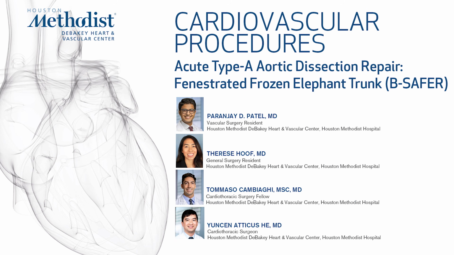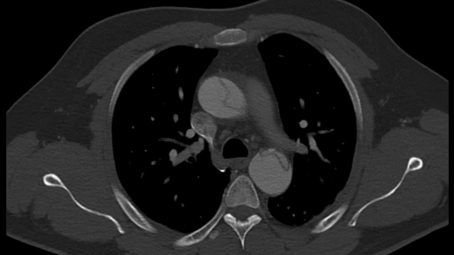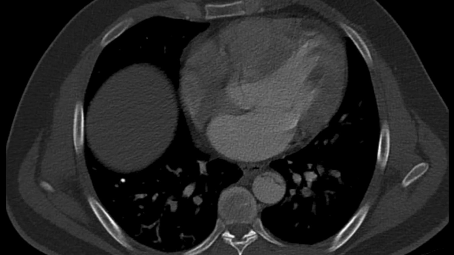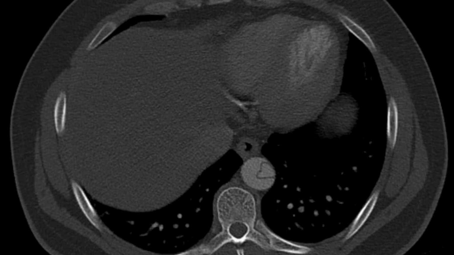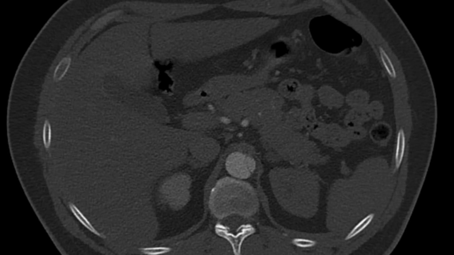In this video, we perform the repair of an acute type A aortic dissection using a fenestrated frozen elephant trunk technique. This is a 36-year-old male with a past medical history significant for hypertension who presented with severe tearing chest pain. CTA demonstrated a type A aortic dissection stemming from the aortic root to the visceral abdominal aorta.